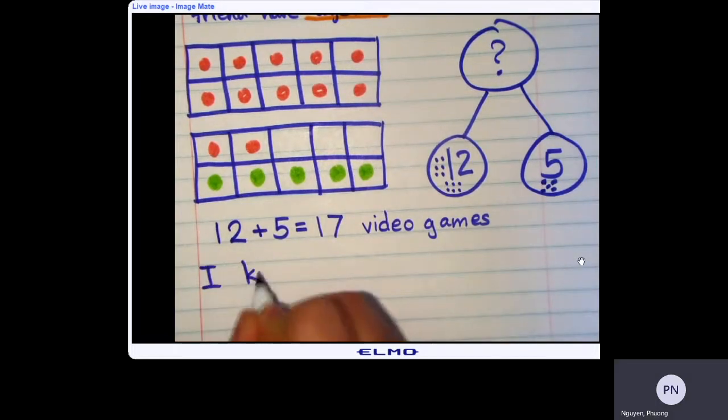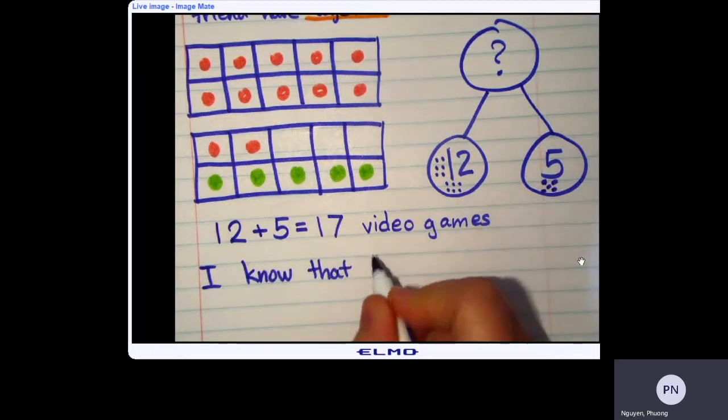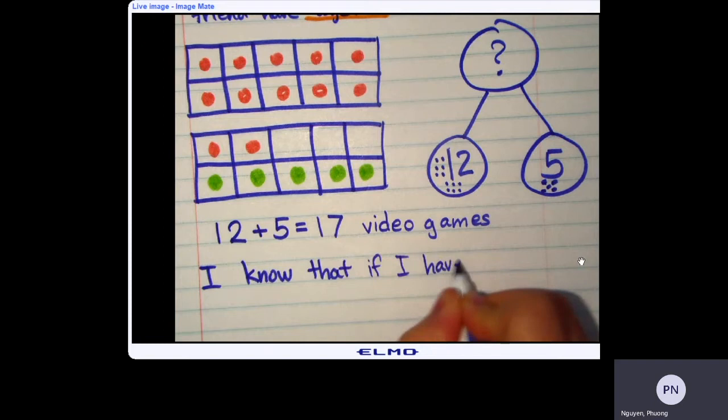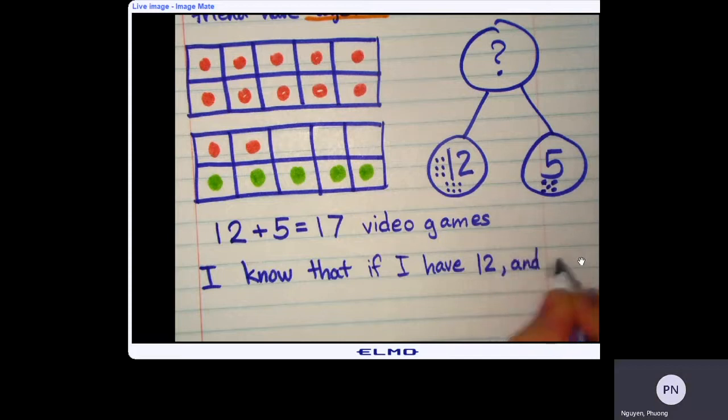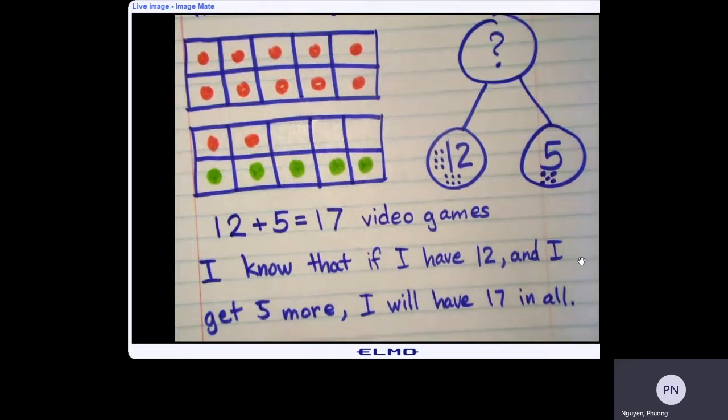I know that if I have 12 and I get 5 more, I will have 17 in all. Okay, and then you could also put I added if you want to.